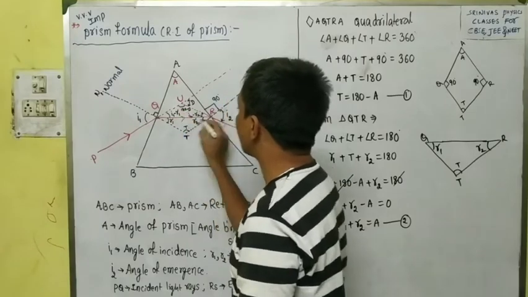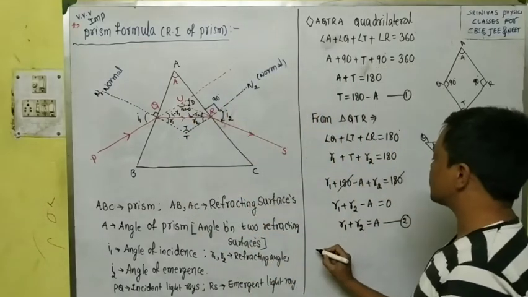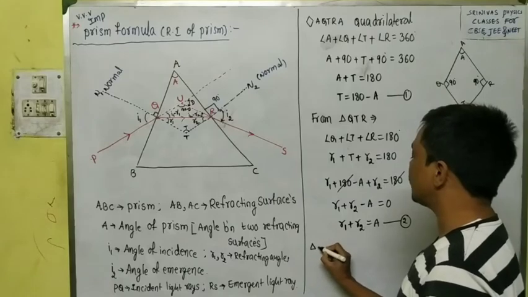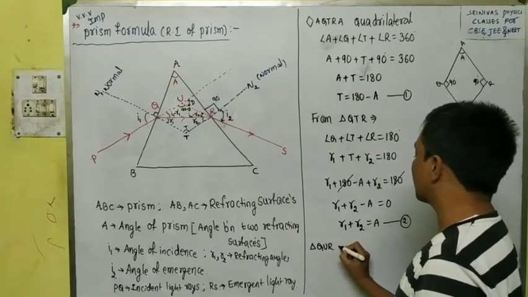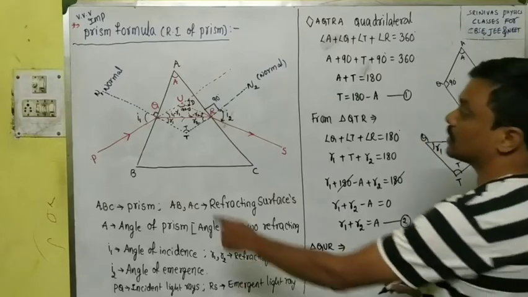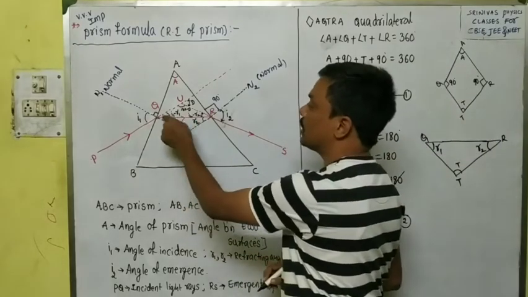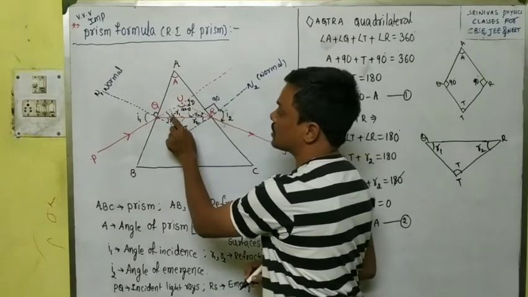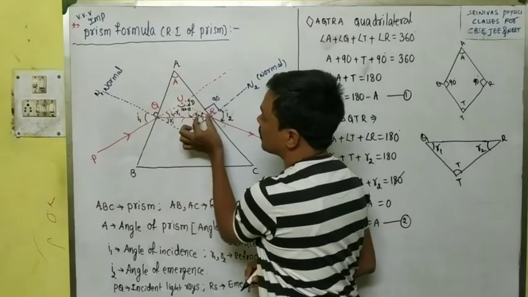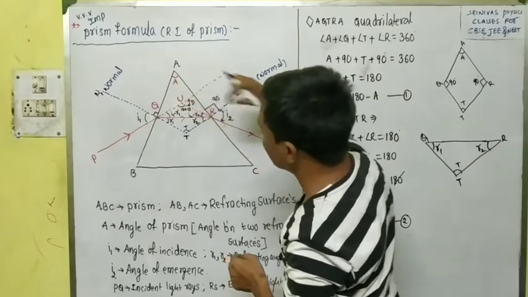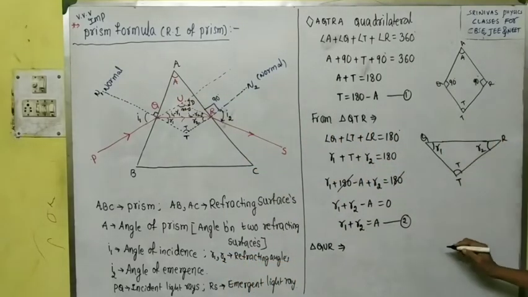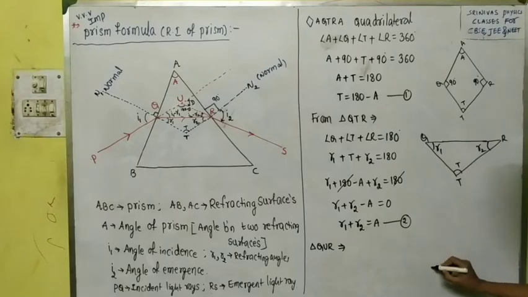Let us take one more triangle. This lower triangle we took, the next upper triangle we have to take, that is triangle QUR. I think in the QUR triangle these angles are not appearing. This angle is I1 minus R1, this angle is I2 minus R2, this angle is 180 minus D. I will draw it here and you note from here.